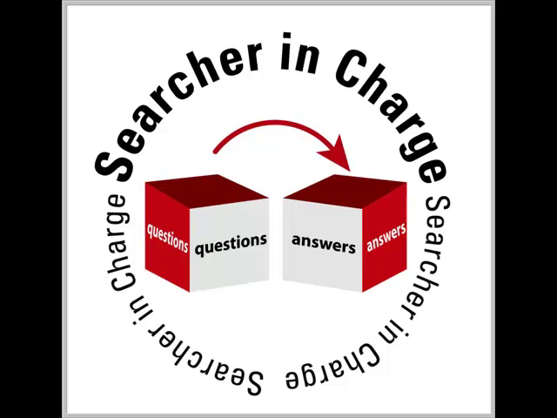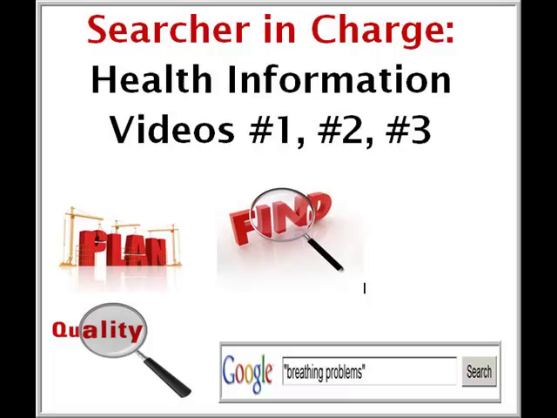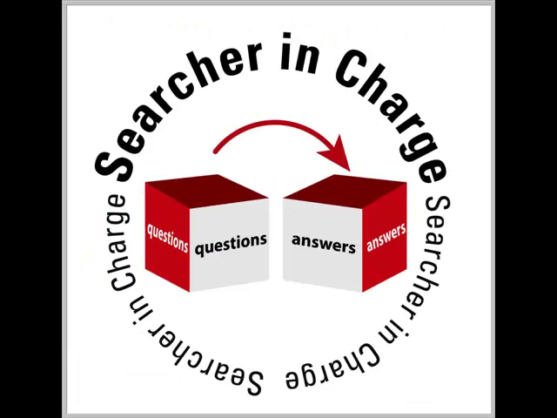This is video 4 in our series of videos that help you find quality health information. In the last 3 videos, we learned how to plan our search, find quality answers, use the library to find reliable health sources when we were not sure where to start, and how to use phrase searching to find quality information faster. Today, we are going to learn how to analyze some of the information we find and be our own searcher in charge of finding quality answers to important health questions.